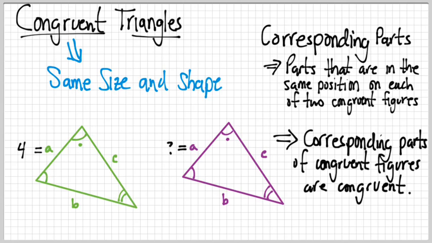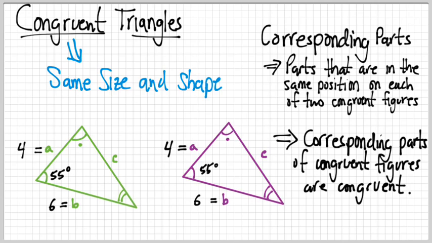So if you were told that this A equals 4, and you were asked to say what this A equals, well, guess what? It's also 4. Pretty obvious. If this B is 6, then this B is also 6. If an angle here is 55, then that angle is also 55. Okay, pretty simple.